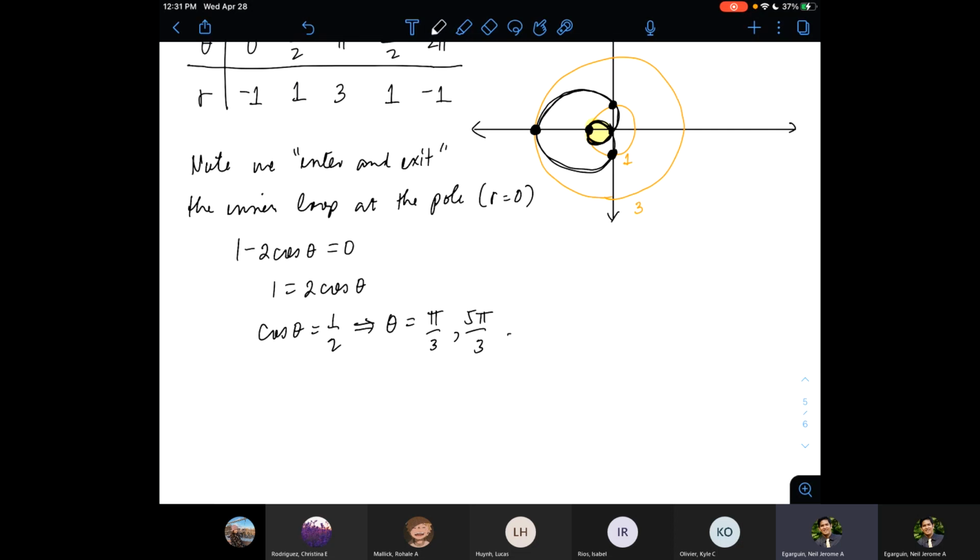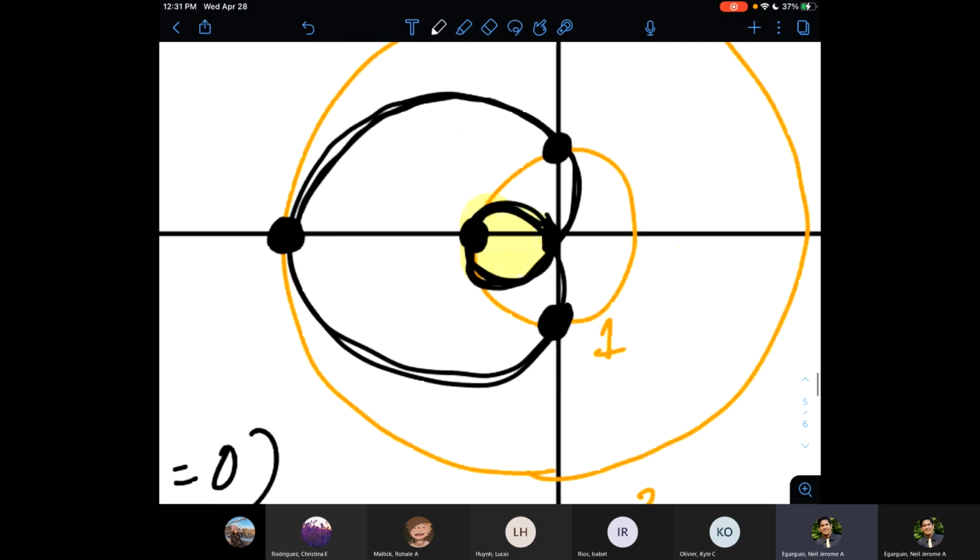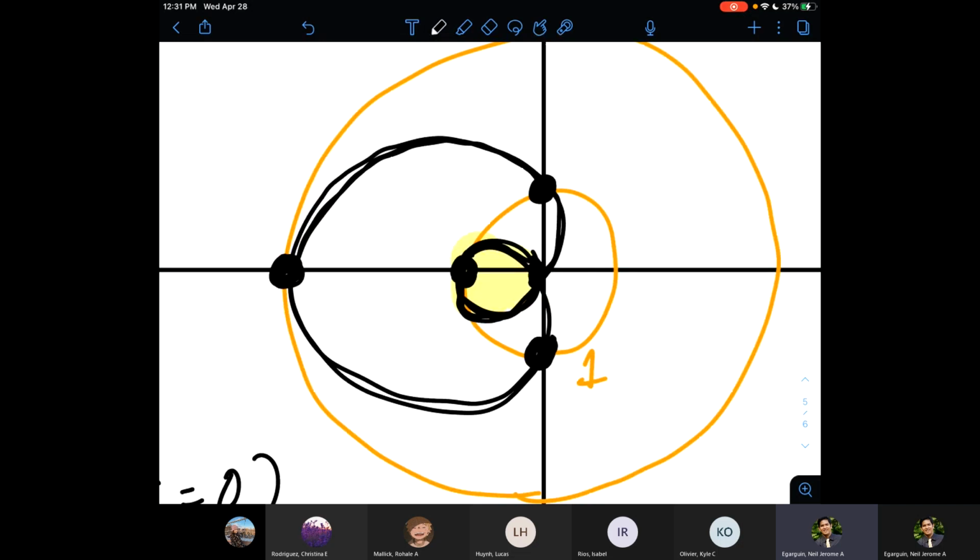Okay, so that means we will be at the pole when theta equals pi over 3 and 5 pi over 3. So if we zoom in into our limaçon, remember, we start at theta equals 0. When theta is 0, we are at -1. And then you give larger values of theta, you'll be here. But at theta equals pi over 3, we will be at the pole. So that means we have covered half of the inner loop.